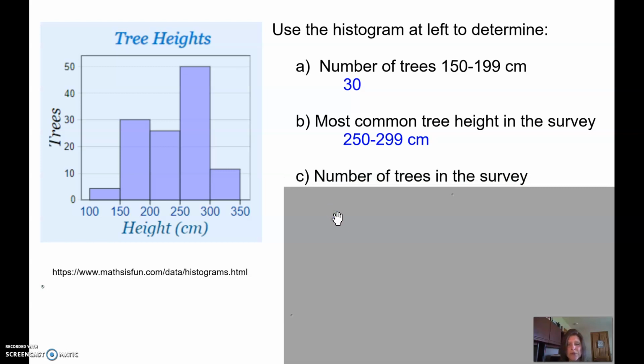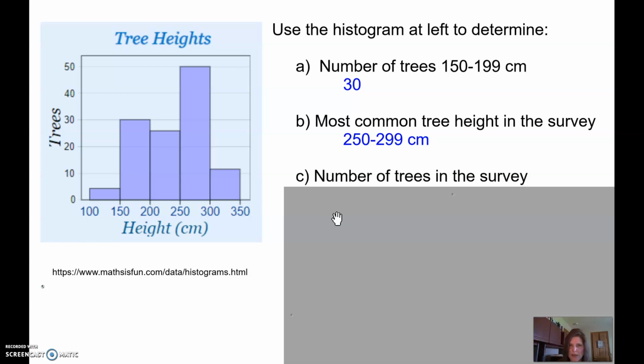What's the total number of trees in this survey? Okay, that's very similar to that problem with the family and the number of children. Do you remember how we did it? Could you do it here? Go ahead and hit pause and see if you can answer this question. All right, let's see how you did.